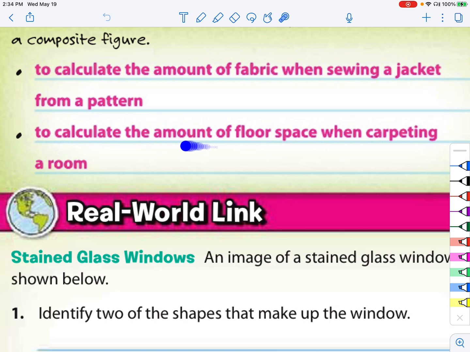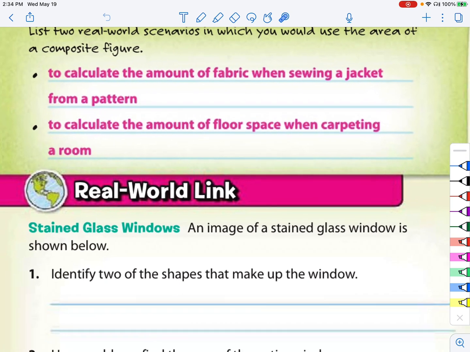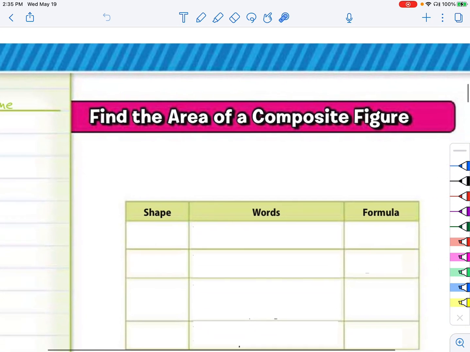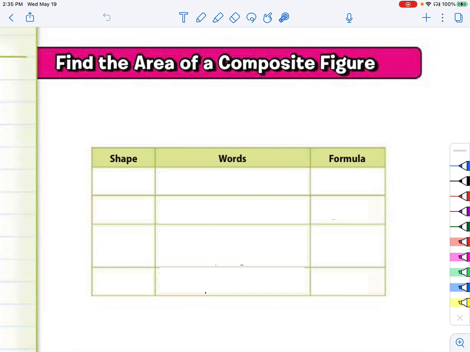And also when you want to calculate the amount of floor space when carpeting a room that is not necessarily just rectangular or square. Sometimes it is composed of rectangles, a group of rectangles or squares, or sometimes even semicircles. Okay? So those are scenarios where we can use this particular concept that we are discussing here. For this particular lesson, we want to find the area of a composite figure. Let's go right away to the concept here.